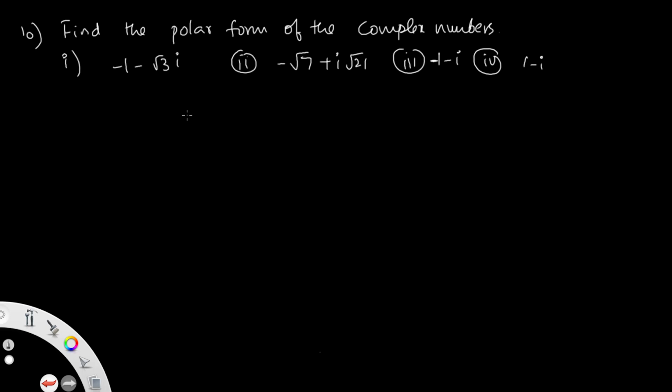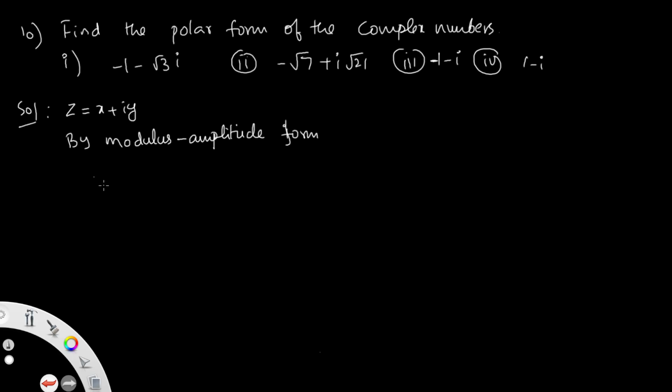Polar form is nothing but modulus amplitude form. If you remember the formula, for z equal to x plus iy, we find the argument by modulus amplitude form or polar form. Both are the same. The formula is x plus iy equal to r into cos theta plus i sin theta.